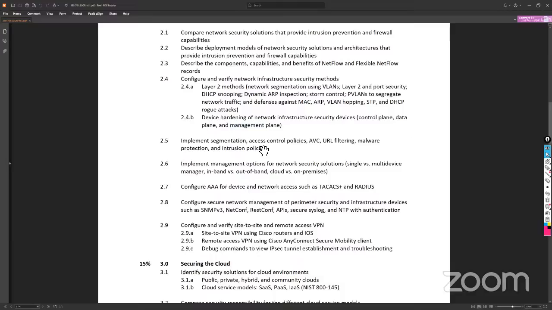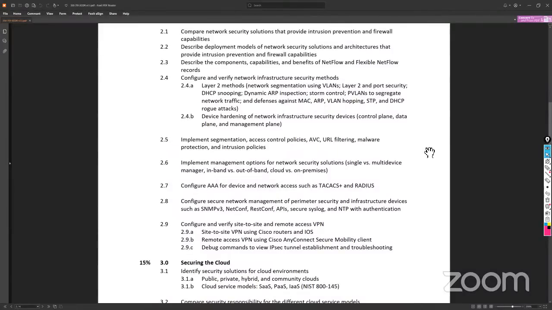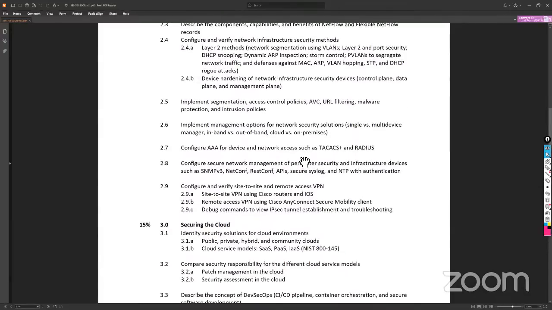This next section talks about advanced features for next generation firewalls, things like application visibility and control, URL filtering, malware protection, and IPS policies. How would you manage firewalls? These are your management options, so you should know those and be able to configure them. AAA, from the perspective of implementing TACACS and RADIUS, is where we'll discuss ISE. And some general NMS-based solutions within the network: how do you implement NTP or secure syslog? What is RESTCONF or NETCONF?